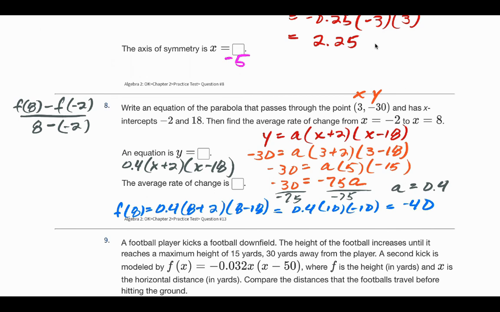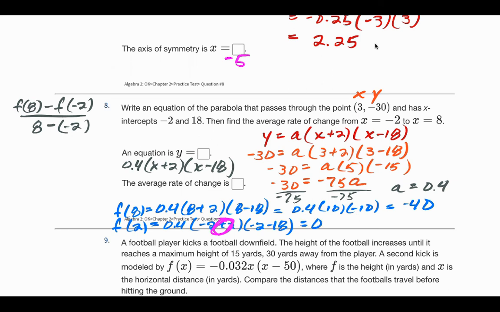Okay, we're going to take our f of 2, and for our f of 2, we're going to get 0.4, and then we're going to have negative 2 plus 2 times negative 2 minus 18. But what you should notice here is that negative 2 plus 2 becomes a 0, and 0 times anything is 0. So at f of 2, we're going to get 0.